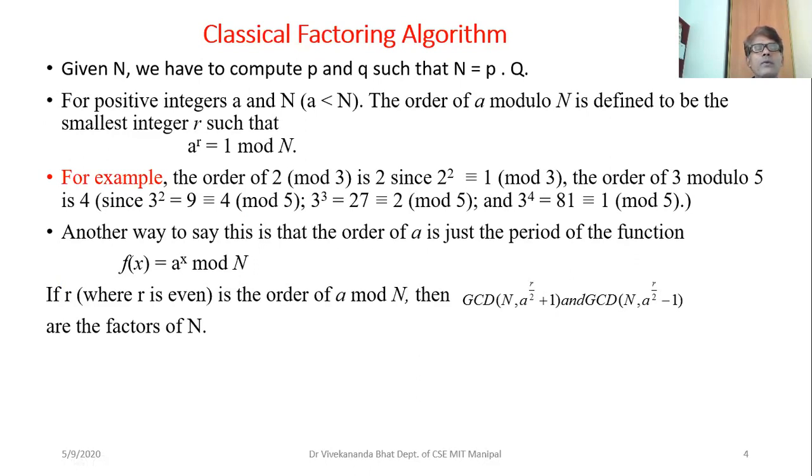So for example, the order of 2 mod 3 is 2 because 2 squared is congruent to 1 mod 3. Similarly, order of 3 mod 5 is 4 because 3 to the power of 4, that is equal to 81, is congruent to 1 mod 5. Another way to say this is that the order of a is just the period of a function f of x equal to a to the power of x mod n. If r is even and is the order of a mod n, then the GCD of n comma a to the power of r by 2 plus 1, and GCD of n comma a to the power of r by 2 minus 1, are the factors of n.